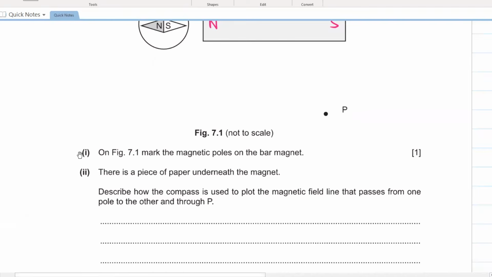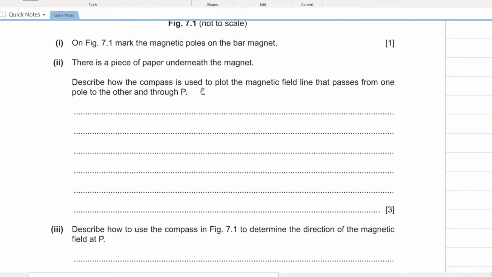There is a piece of paper underneath the magnet. Describe how the compass is used to plot the magnetic field line that passes from one pole to the other and through P. You have to describe how you will plot the magnetic field lines using a compass. You will place one end of the compass needle on any point and mark the other end of the compass needle on the paper.